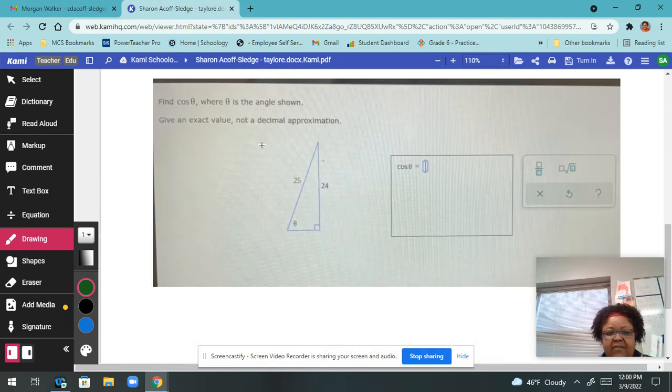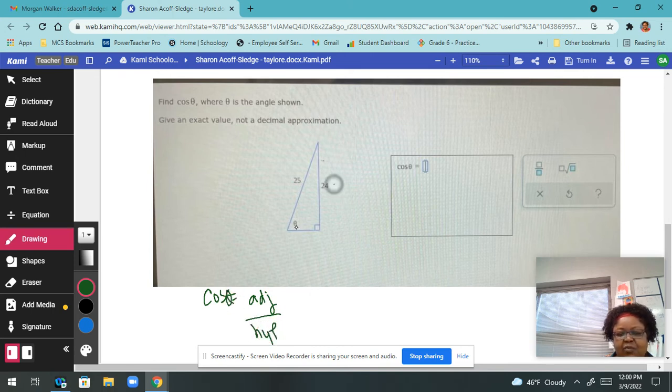Okay, find cosine of theta, where theta is the angle shown. So remember, cosine is adjacent over hypotenuse, cosine of theta. So it's going to be this side right here over 25, but we don't know what this side is. So remember the Pythagorean theorem. This is C, and we can call this A, and we can call this B. So remember, C squared equals A squared plus B squared.